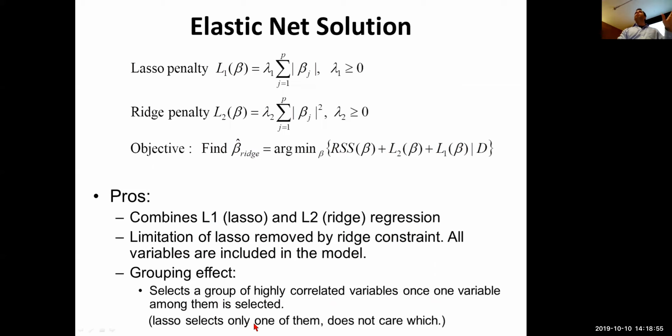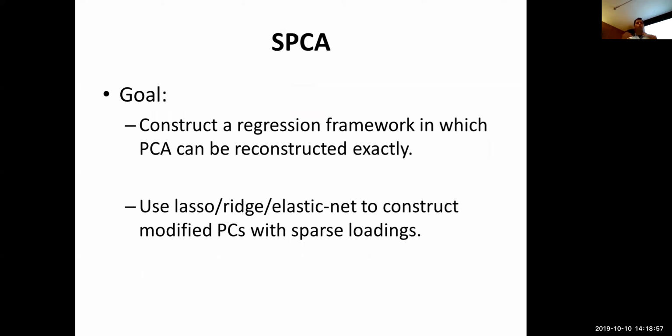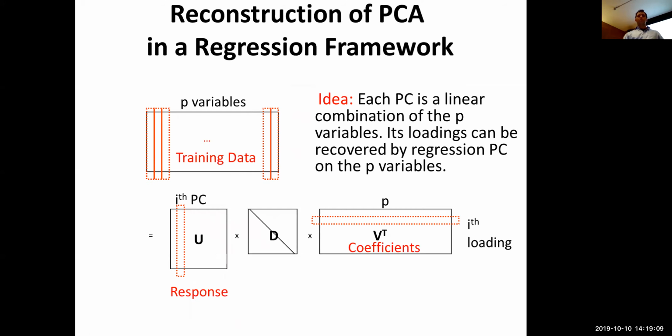Everybody with me? So what sparse PCA does is construct this regression framework where PCA can be reconstructed exactly, and it uses Lasso, ridge, or elastic net regression to construct the modified principal components with sparse loadings. Okay. Here's some intuition.